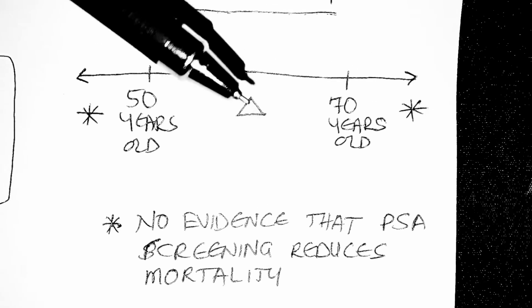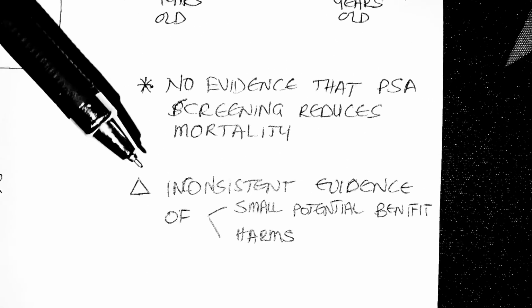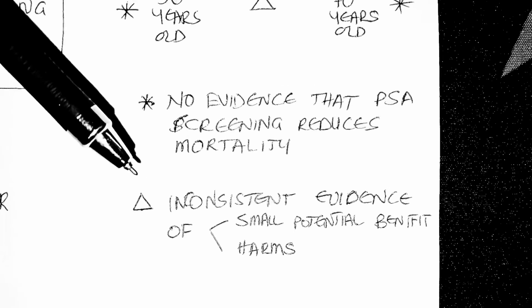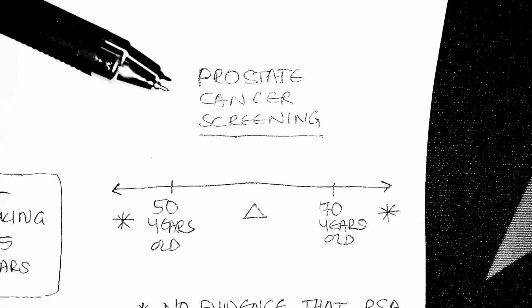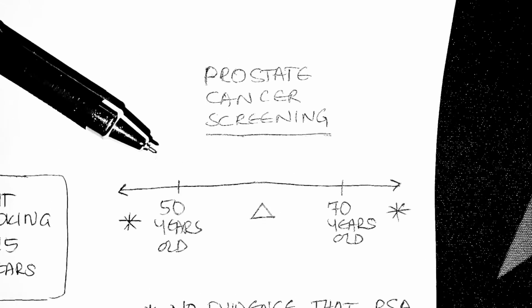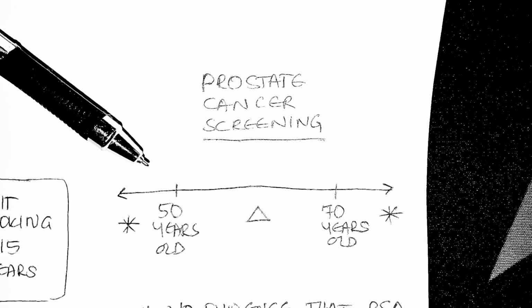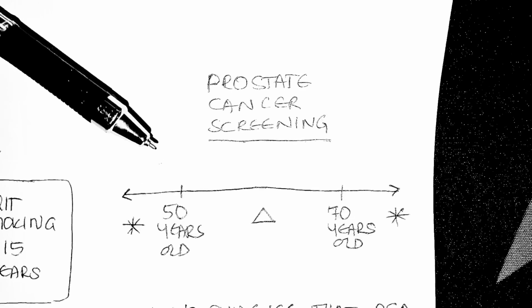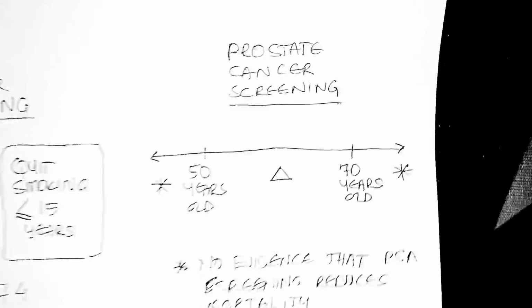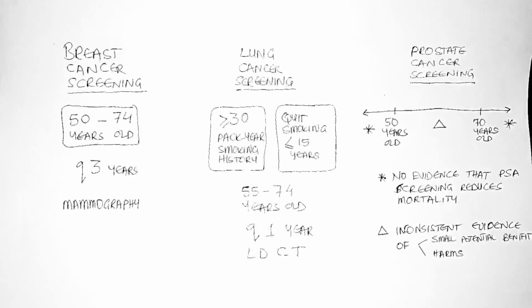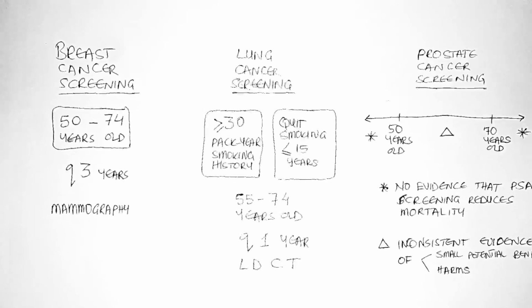And even for this group, which is between 50 and 70, the evidence is inconsistent, with small potential benefits and harms. So it's according to the patient's conditions, and it has to be discussed with the patient. The patient has to know the benefits and harms, and then according to the clinical picture you decide. So this is simply the breast, lung and prostate cancer screening guidelines.